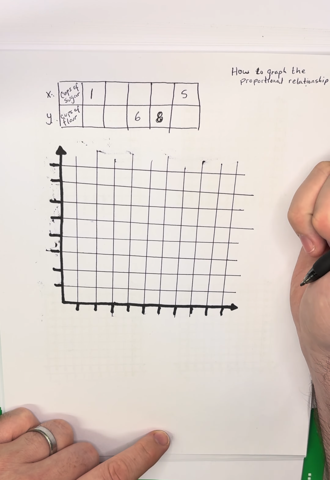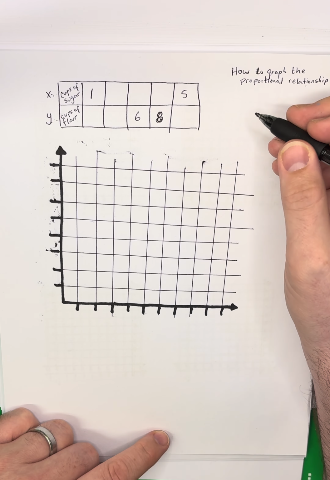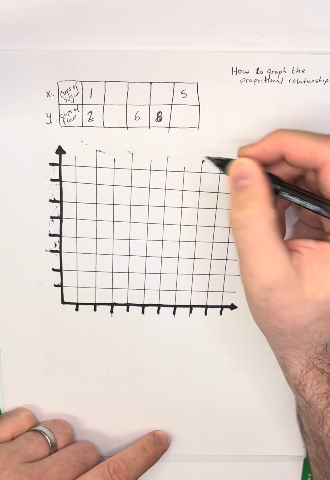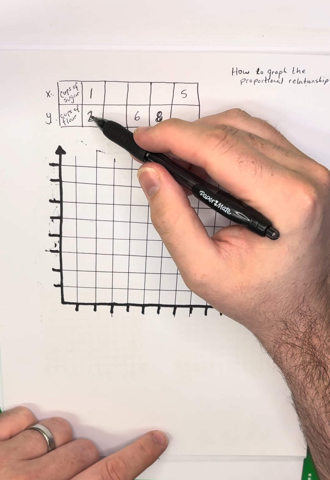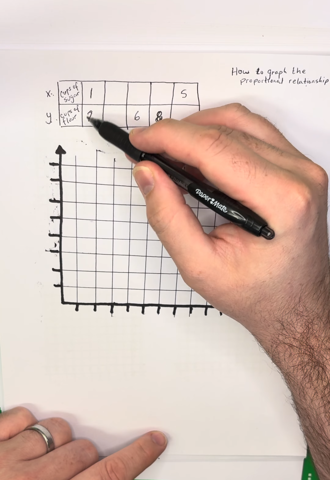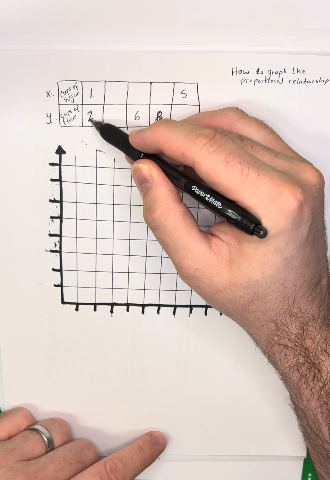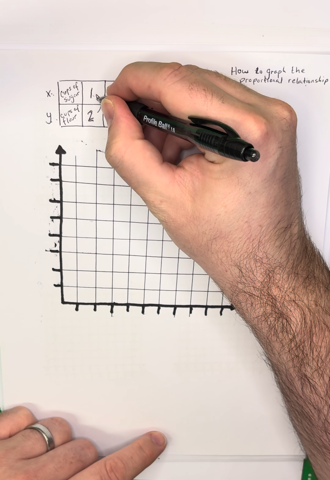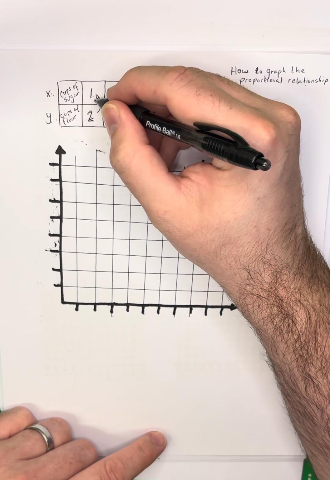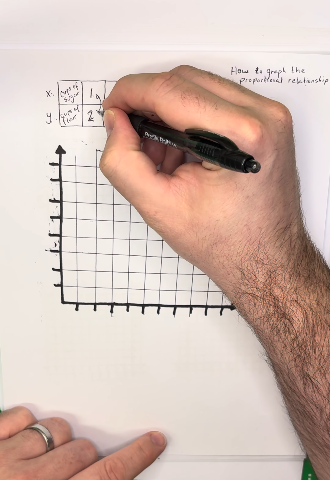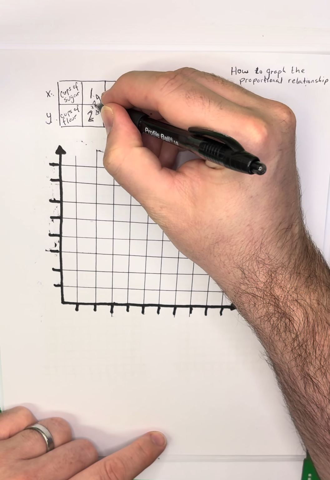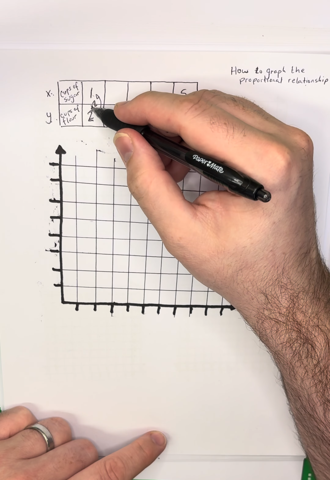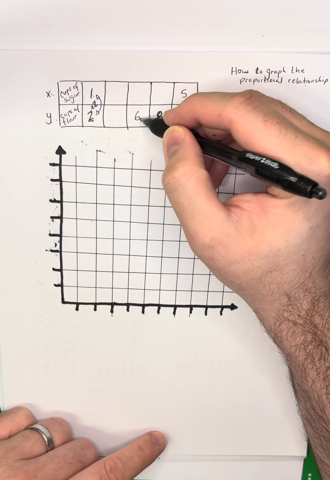So, looking at this, let's say for every 2 cups of sugar, I have 1 cup of flour. I can see that's a multiplicative relationship: how do I get from 1 to 2? I have to multiply by 2. Let's see, if I go here, do I do the same thing?